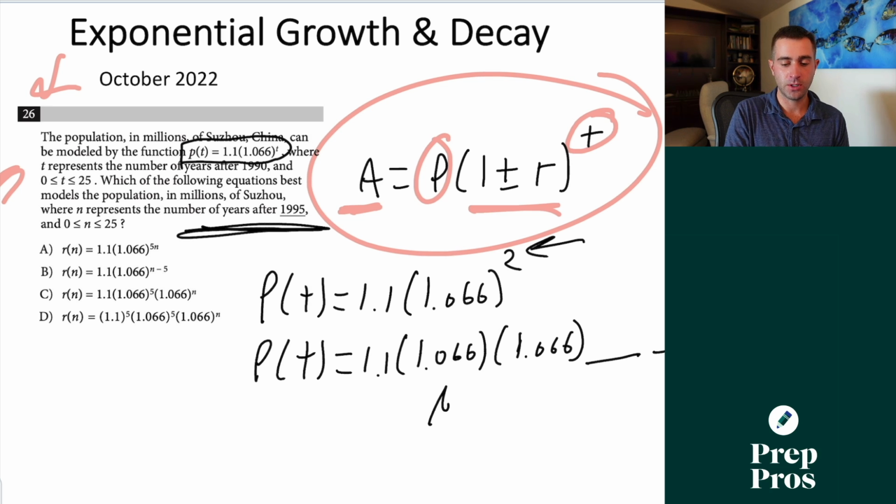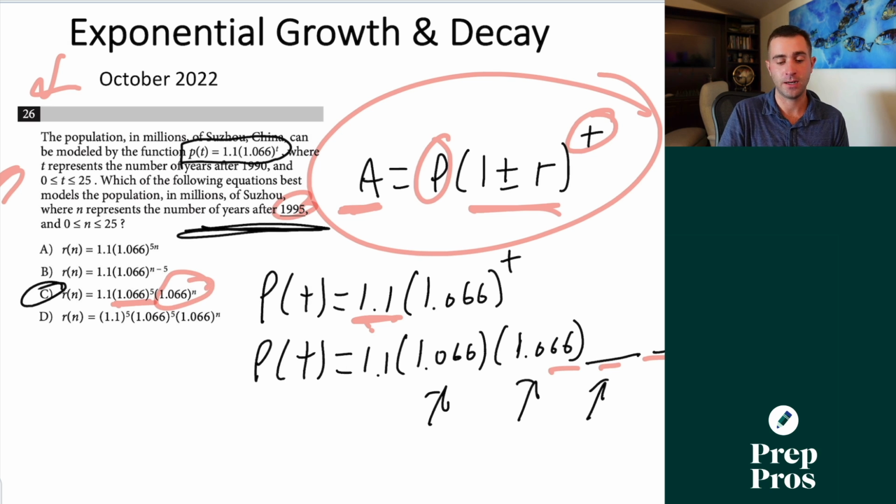So here, if we're looking for the one that is representative of the number of years after 1995, we simply need to be doing 5 of these, and then we would go right back to our original expression of t, and that's going to add on every additional year. And that's why C is our correct answer here. We're doing our same 1.1, we're doing 1.066 5 times to get us all the way out to 1995, and then for every additional year after 1995, we're multiplying by 1.066 again.